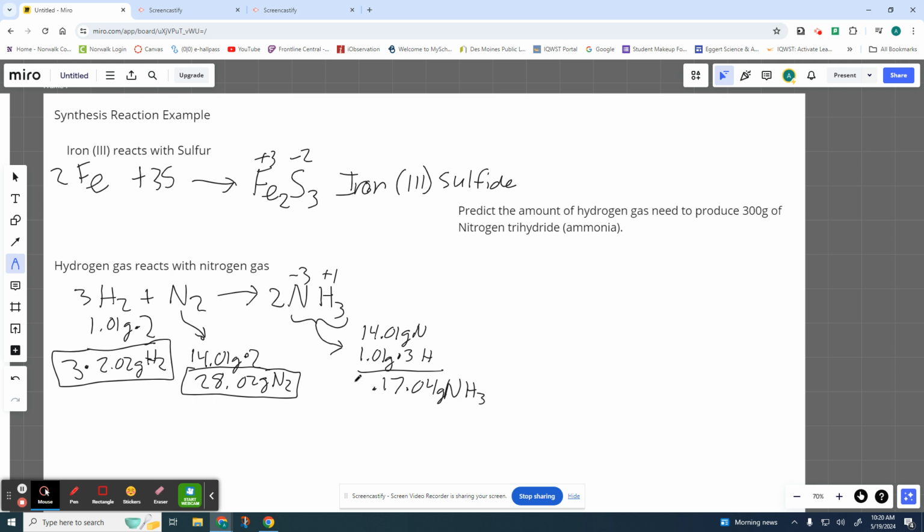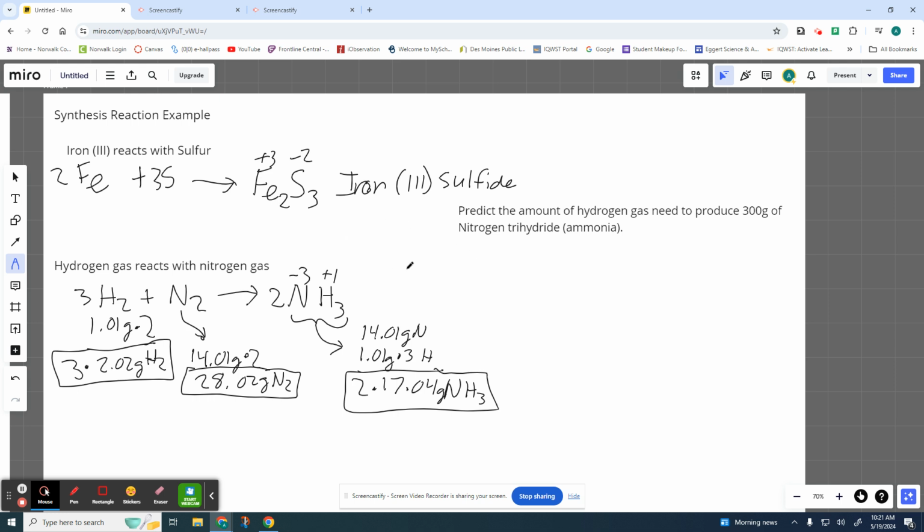And I'm going to bring down that coefficient. So the 17 grams is how much one package of ammonia has for mass. The 28.02 grams is how much a package of nitrogen diatomic gas has. The 2.02 is the mass for a package of H2 diatomic hydrogen. And then I've got the coefficients on the front as multipliers.